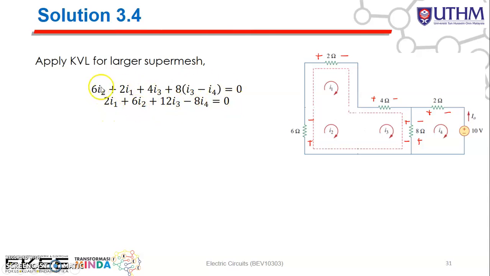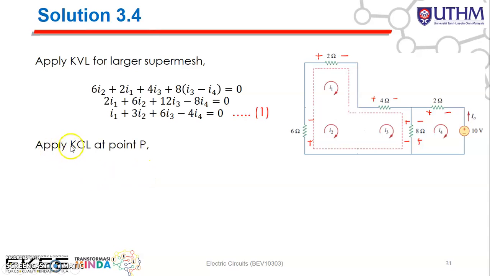So 2I1 plus 6I2 plus, here you have 4I3 plus 8I3 equal to 12I3. And then here you have minus 8I4 equal to 0. Okay. And then you can further simplify your equation by dividing all those terms by 2. So you divide by 2, you get I1 plus 3I2 plus 6I3 minus 4I4 equal to 0. So this is considered your equation number 1.